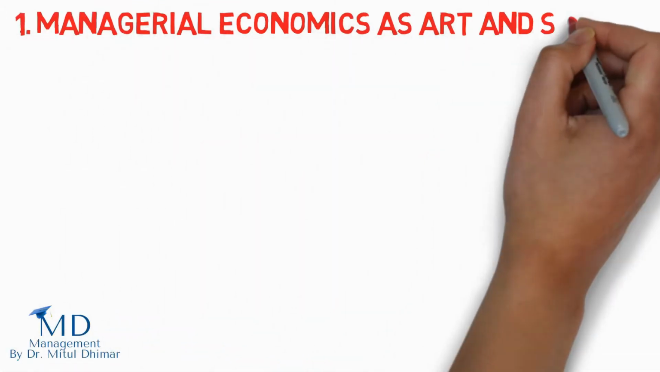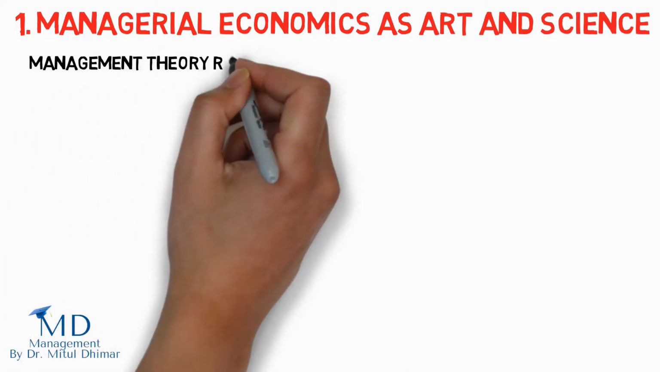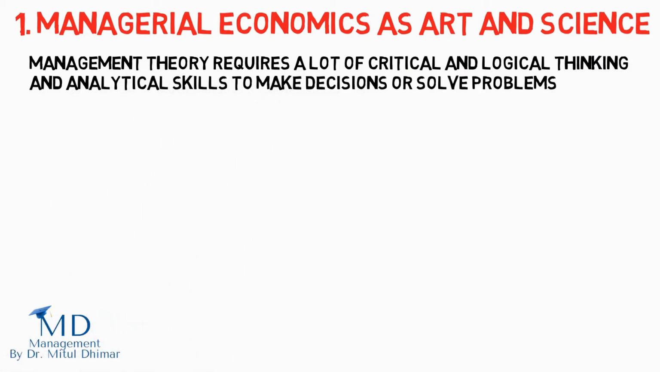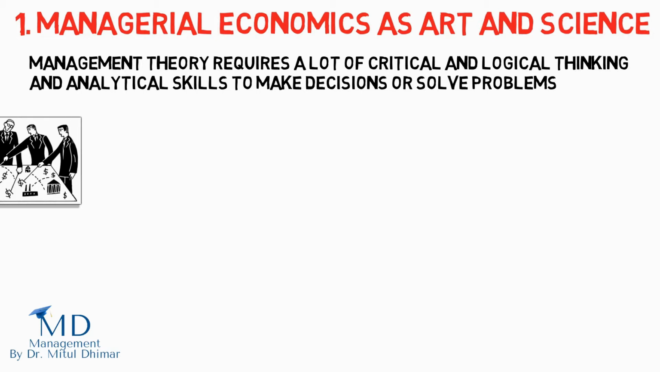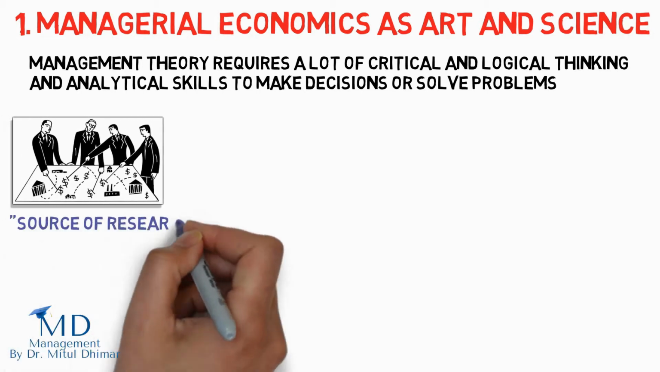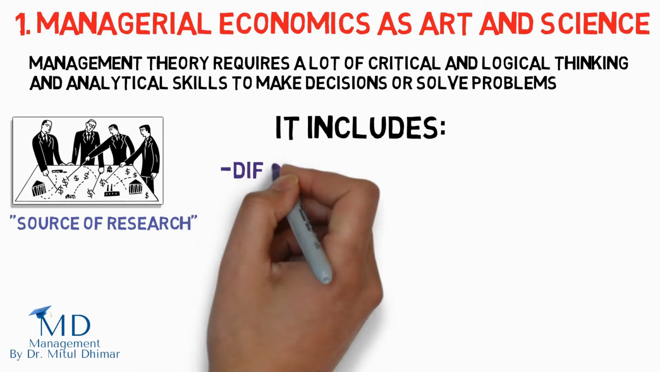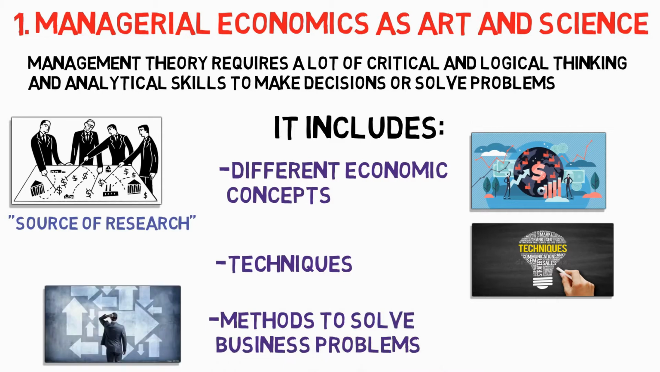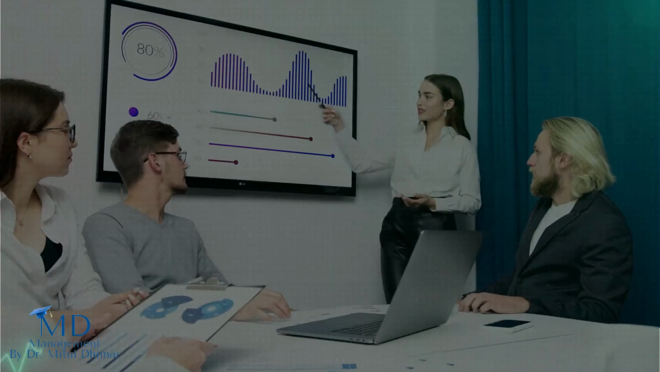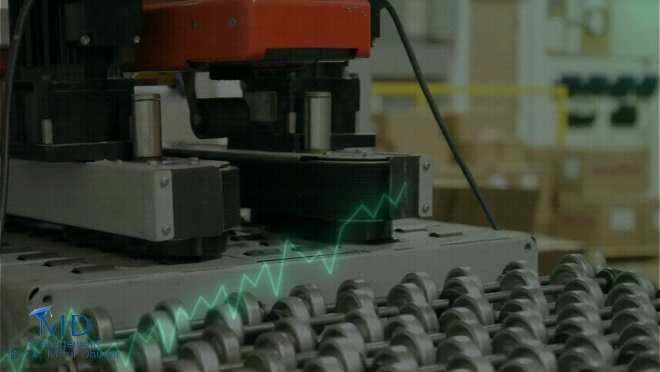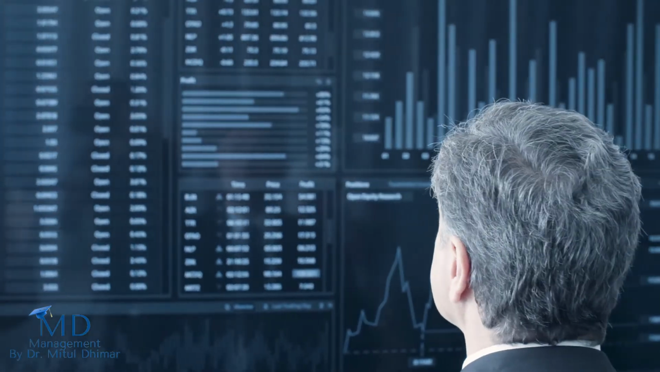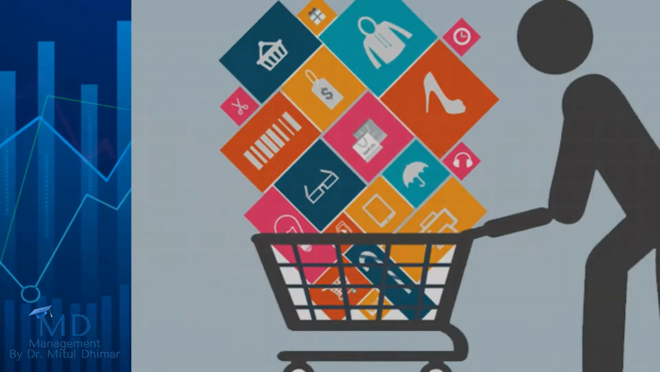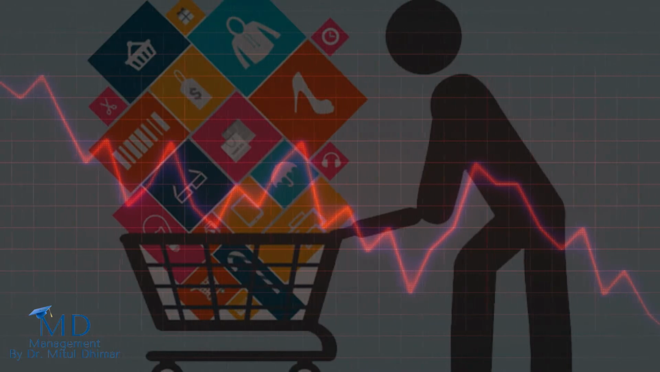Managerial economics as art and science. Management theory requires a lot of critical and logical thinking and analytical skills to make decisions or solve problems. Many economists also find it a source of research, saying it includes applying different economic concepts, techniques, and methods to solve business problems. For example, if a manager wants to increase the price of the product due to an increase in cost of production, he will analyze the price elasticity of demand for that product so that the price rise is not followed by a substantial fall in the demand of the product.